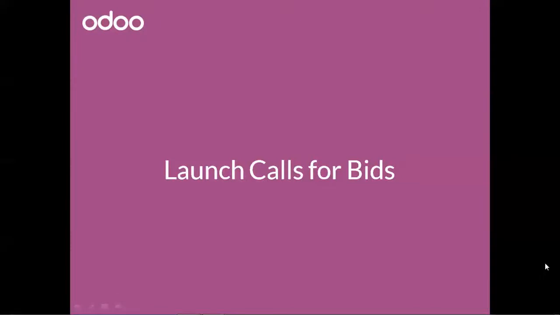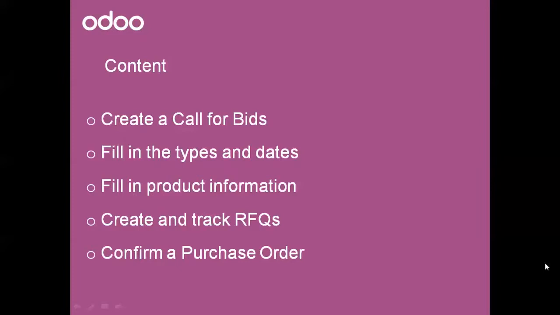We can use Odoo call for bids to negotiate prices among several suppliers. In this video, we will see how to create a call for bids, to fill in the type and the date, to fill in the product information, and then create and track request for quotations, and then confirm one of these request for quotations into an actual purchase order.